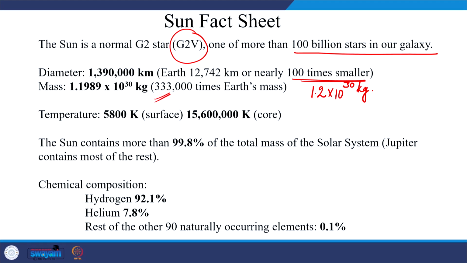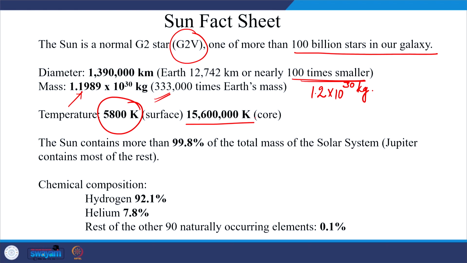And the temperature is a very important number. You should always remember this number as well as the mass, the mass and the temperature. The temperature is 5800 Kelvin. Sometimes we take it as 6000 Kelvin. This is the temperature of the surface. What is the surface? If you look in the evening, the disk that you see in the sky, that is the surface. And that is at a very low temperature in comparison to the temperature at the core, which is 15.6 lakh Kelvin.